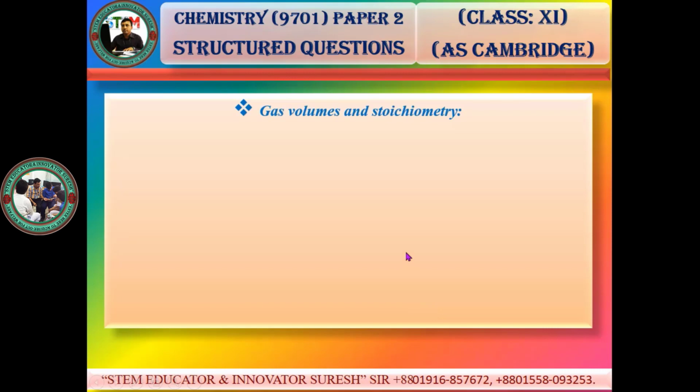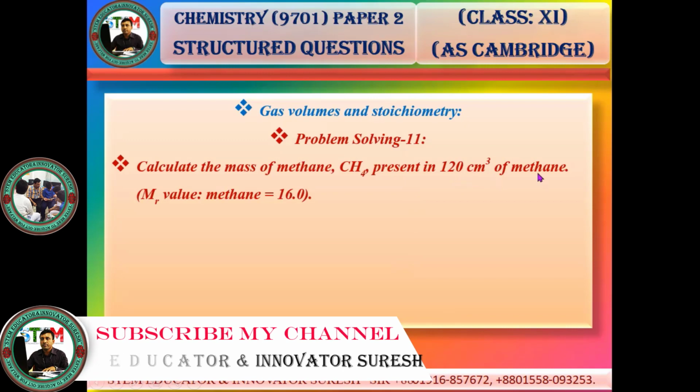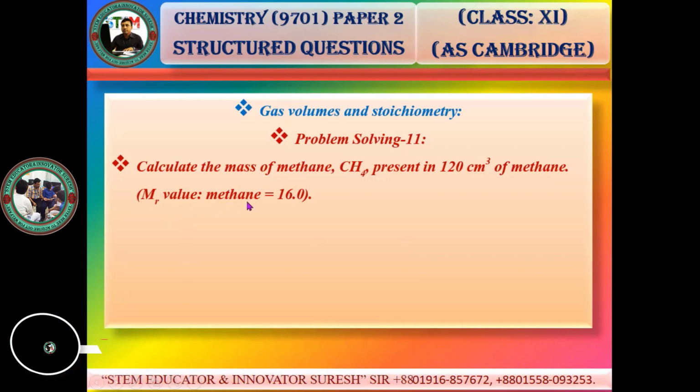Again, we want to see gas volumes and stoichiometry, and problem solving 11 will illustrate a more practical example of how we can relate stoichiometry and gas volume. Calculate the mass of methane CH4 present in 120 cubic centimeter of methane. Very simple question and easy to calculate. Here the relative molecular mass value for methane is given as 16.0.